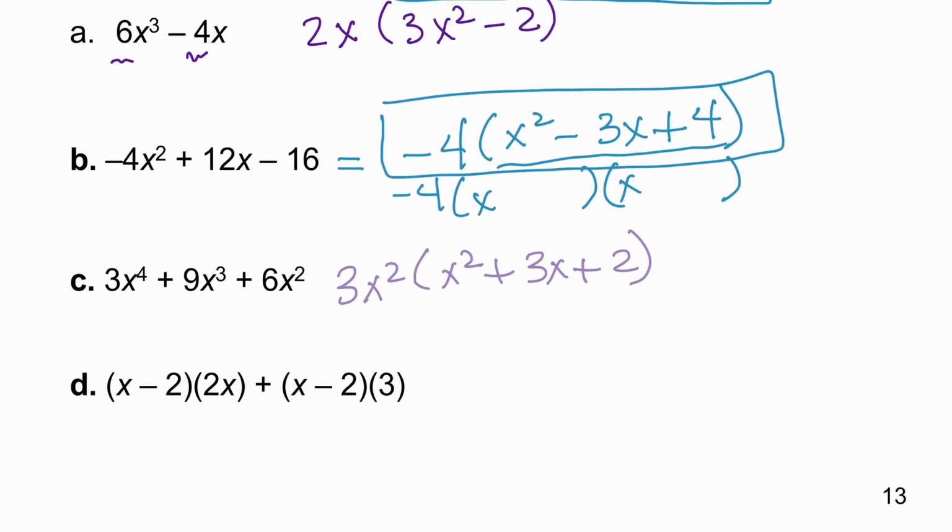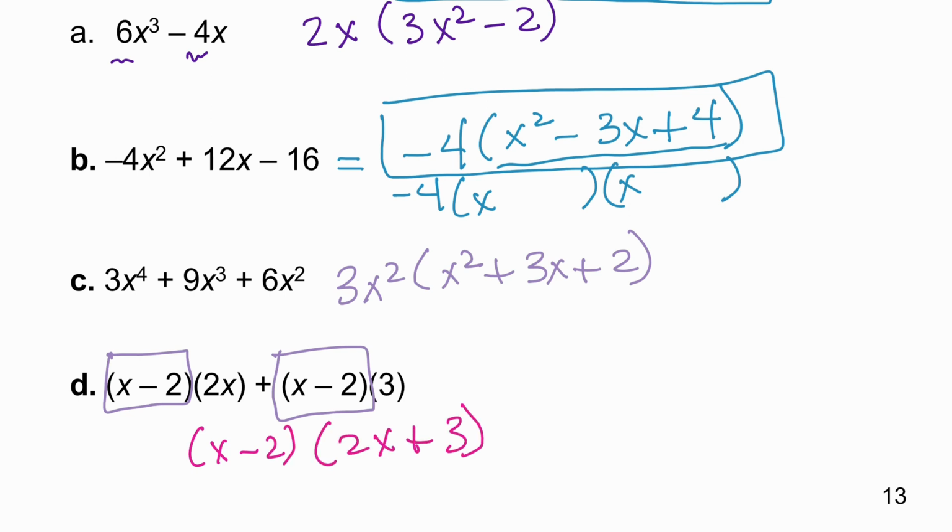And then, we've got x minus 2 and x minus 2 on this one. And so when we pull that out of both, we'll do x minus 2. We'll have 2x plus 3. And that will be our common factor that we've pulled out of both.